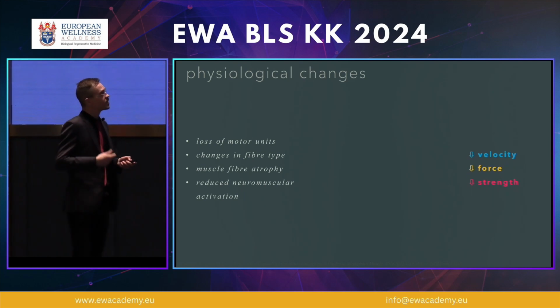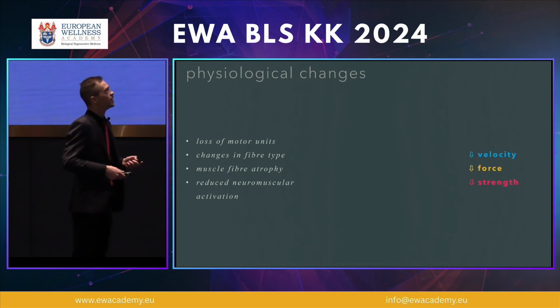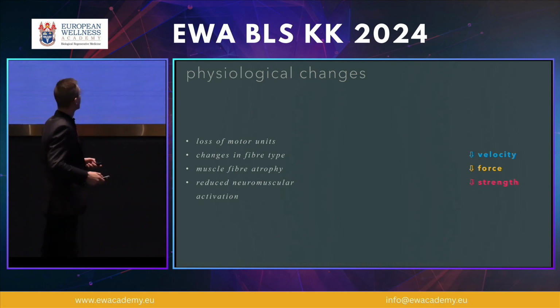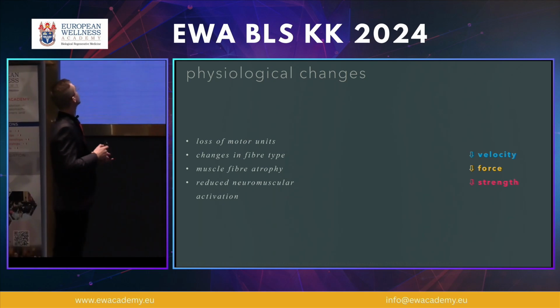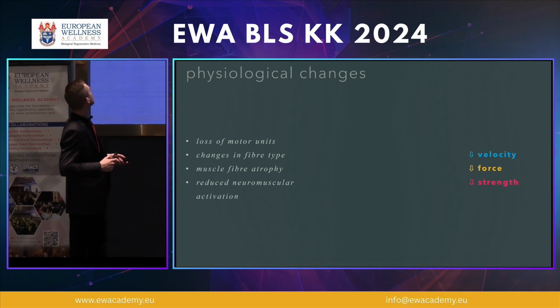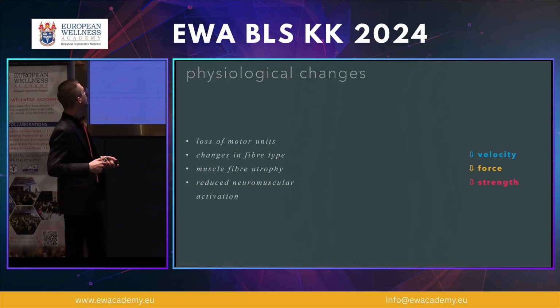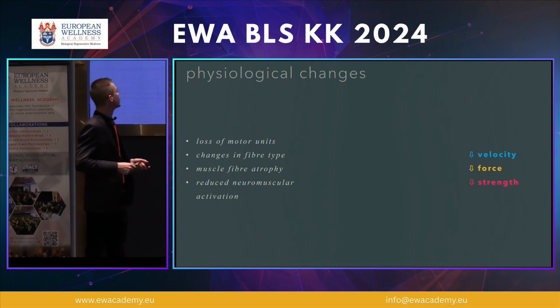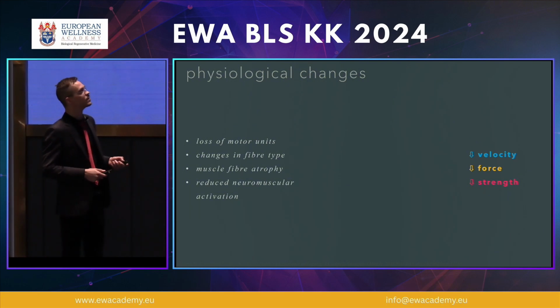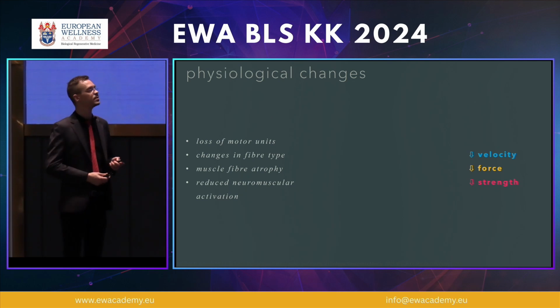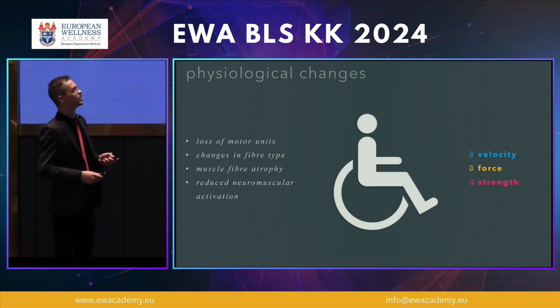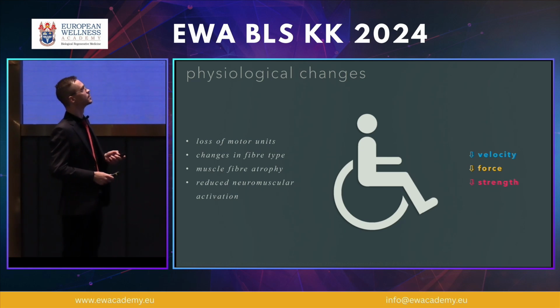So these are the physiological changes with age that are connected with the loss of motor units, with changes in fiber type, with muscle fiber type atrophy, with reduced neuromuscular activation, leading to decreased velocity, force, and strength of our muscles, and in some cases can lead to institutionalization.